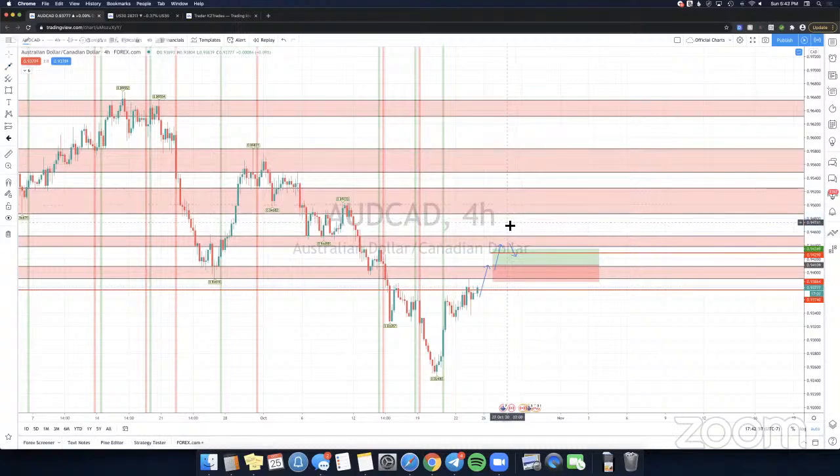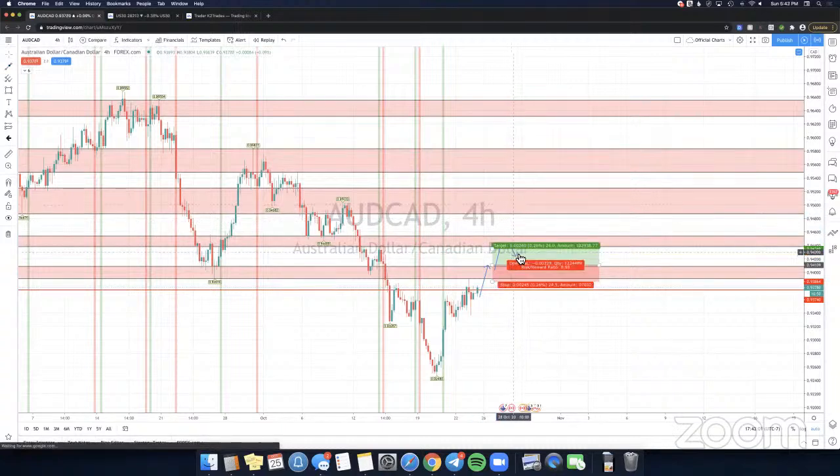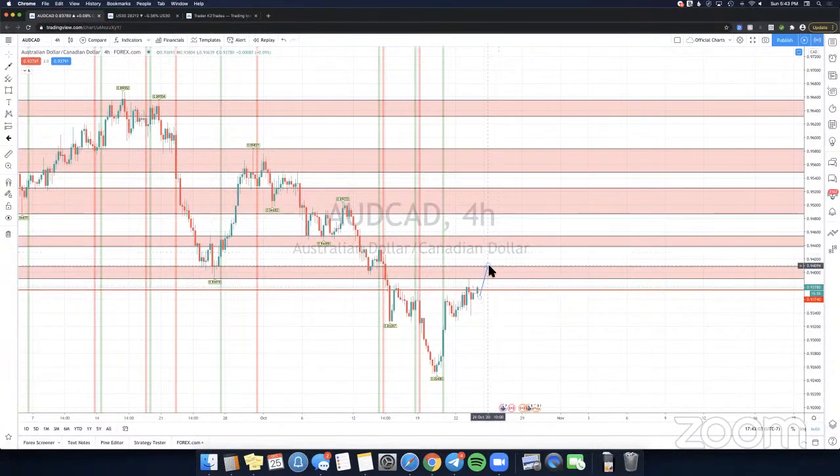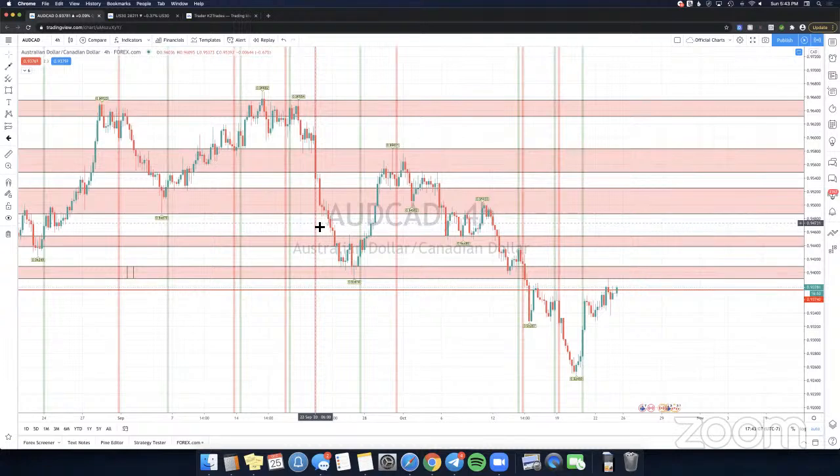So that's just the way that we analyze these trades. And you can see that's super simple. If you have these zones here, you know exactly where to trade and where not to trade.